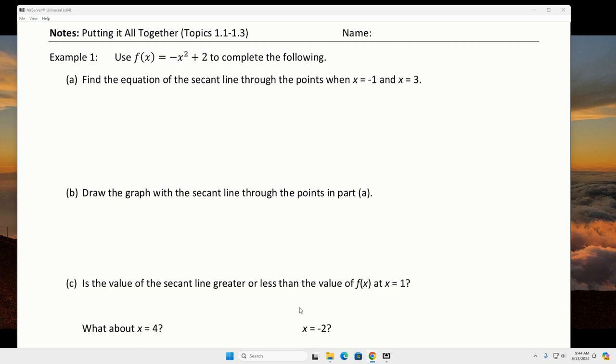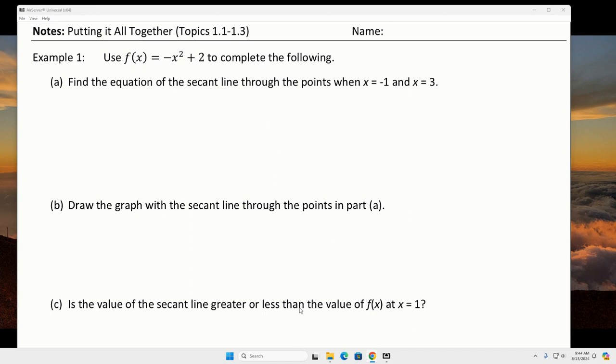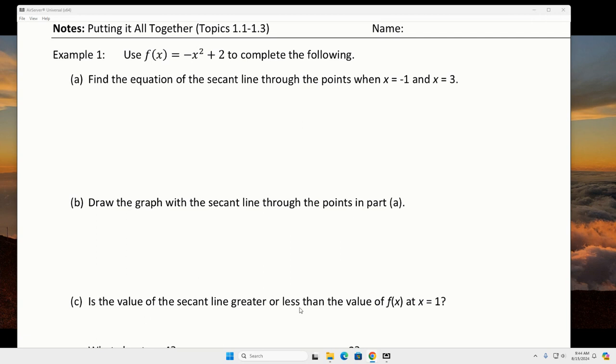And so part of this is old. The part that's old is the A part, where we're going to find the equation of the secant line through the points when x is equal to -1 and when x is equal to 3. So this is what we learned yesterday. So what do we do first? Plug it in. Thank you. So we're going to plug in -1. And you are welcome to use your calculator, or we can just do it in our heads.